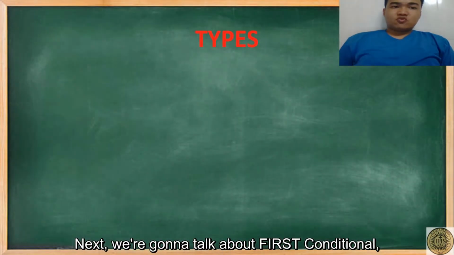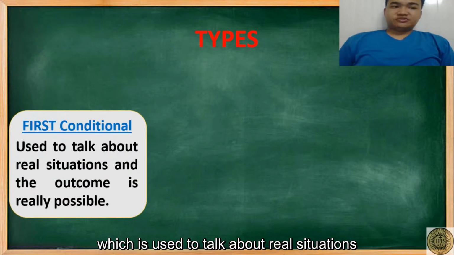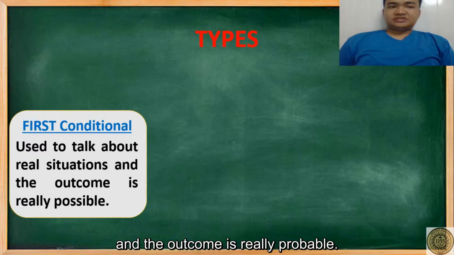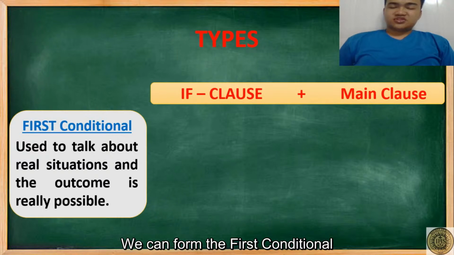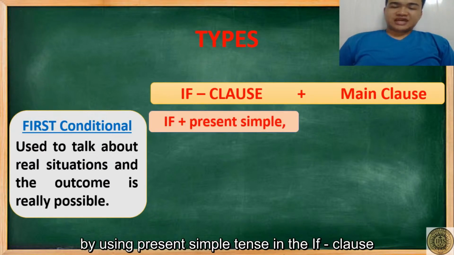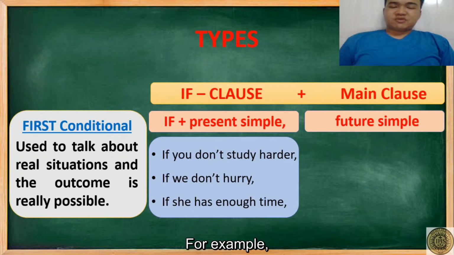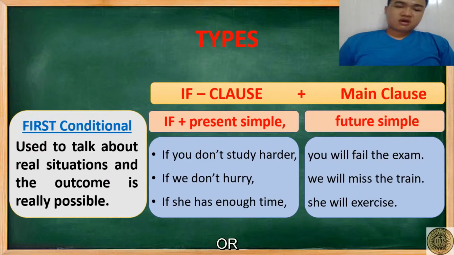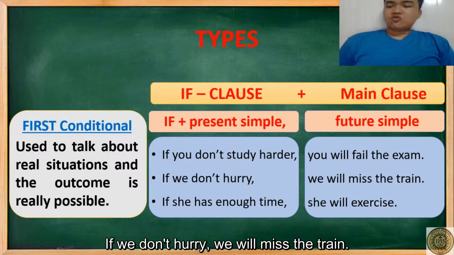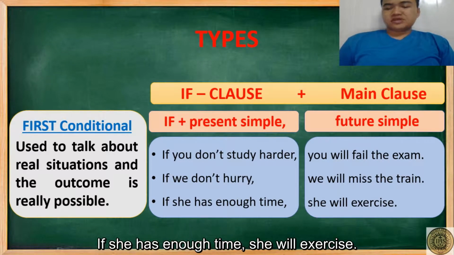Next, we're gonna talk about the first conditional, which is used to talk about real situations and the outcome is really probable. We can form the first conditional by using the present simple tense in the if clause and the future simple in the main clause. For example, if you don't study harder, you will fail the exam. Or, if we don't hurry, we will miss the train. Or, if she has enough time, she will exercise.